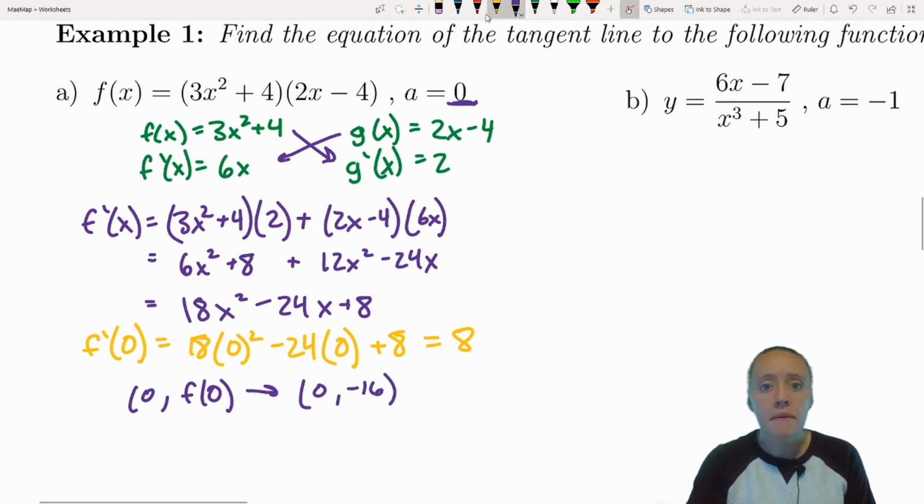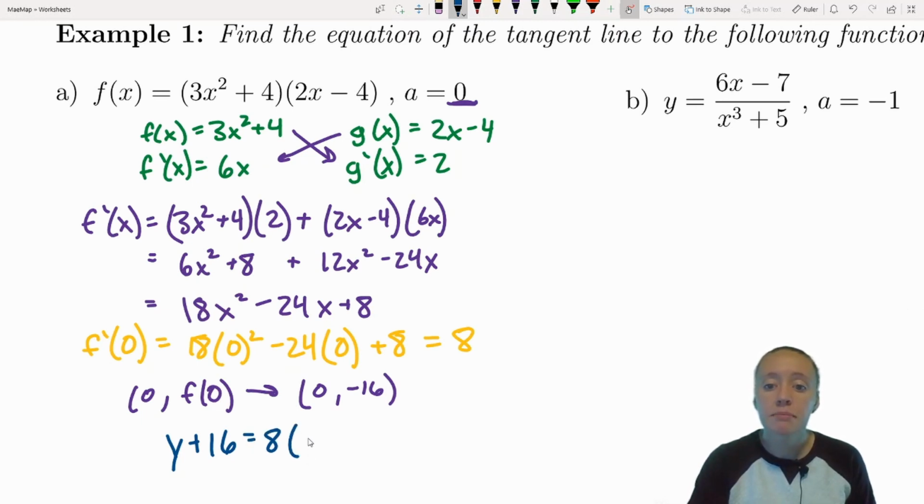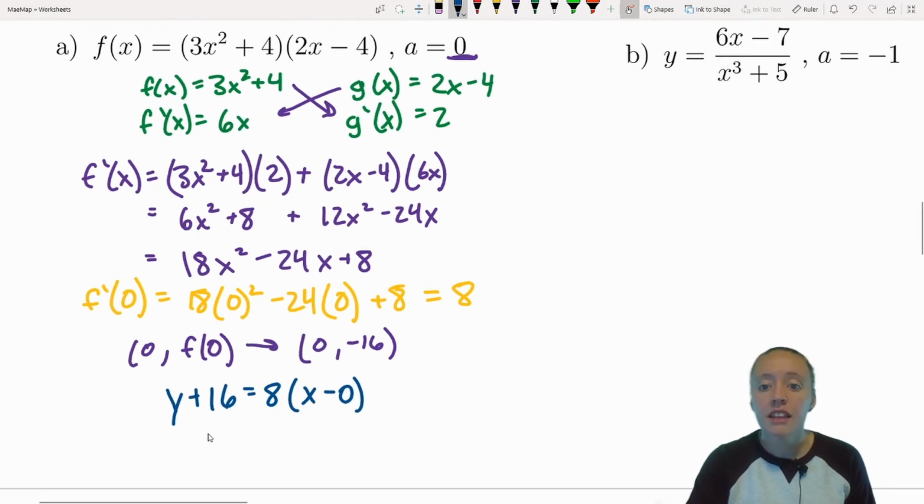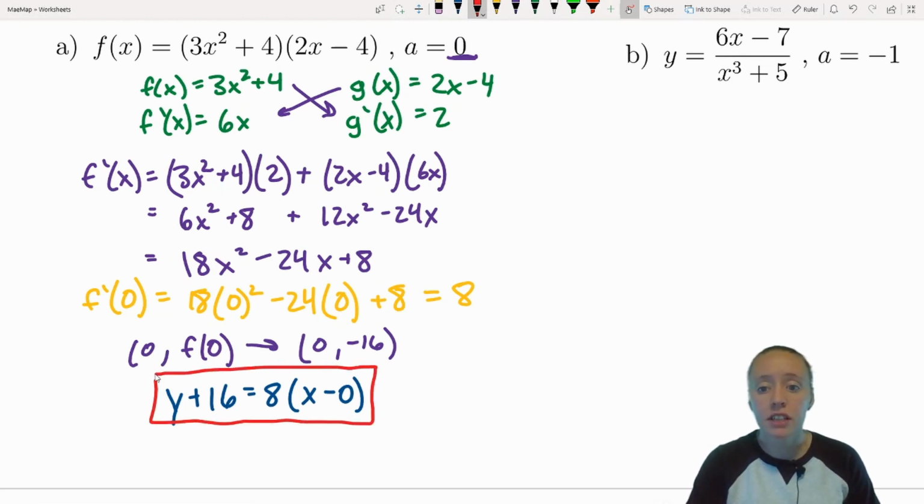Let's go ahead and put this in point slope form. y minus y1, so that's going to be y plus 16 equals our slope m of 8 times x minus x1, x minus 0. And there's my point slope form. Feel free to simplify this down or write it in slope intercept form.